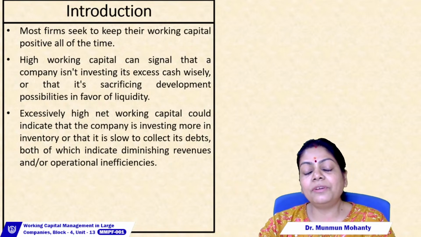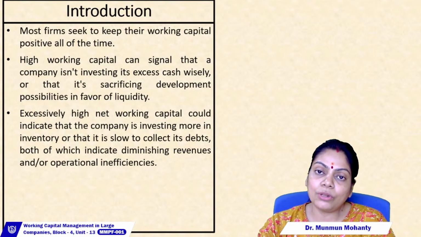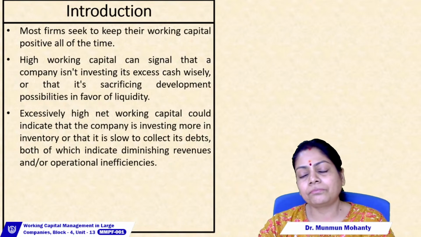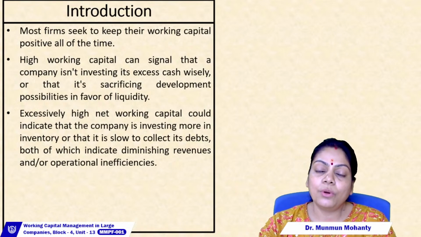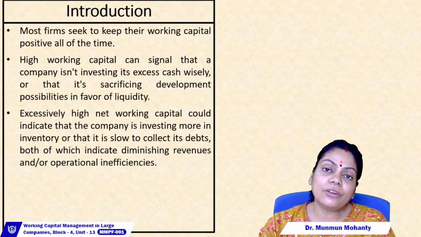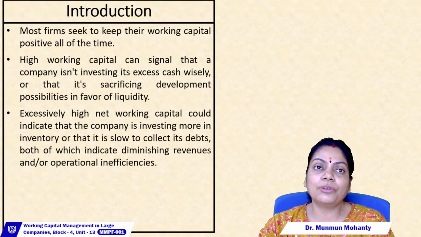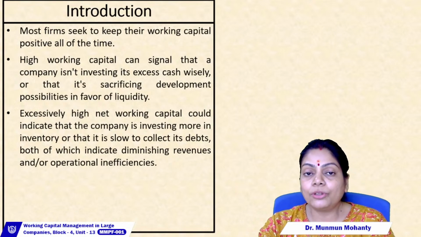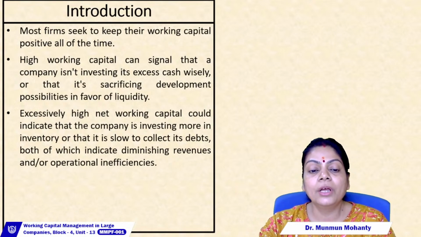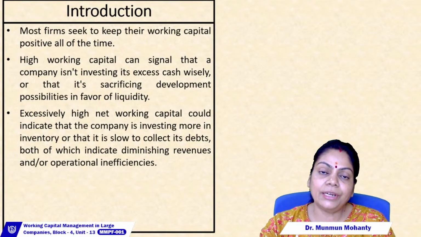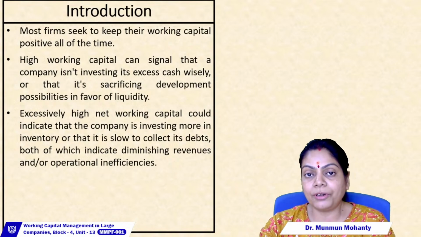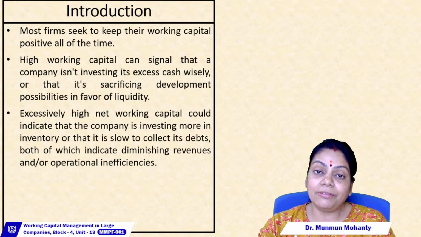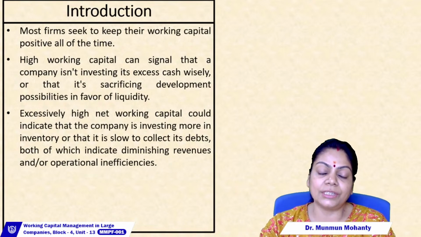Similarly, an excessively high net working capital will indicate that the company has invested more than what is required in inventory, so your inventory is very high, making the current assets very high. Your debtors are also very high. Why will your debtors be very high? Because you have sold on a credit basis but you are not bothered about collection, so your debtors are building up. All these things, a high level of debtors, high level of cash, and high level of inventory, are diminishing your profitability, diminishing your revenue, and in effect diminishing your operational efficiency.